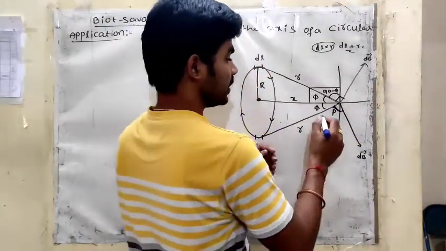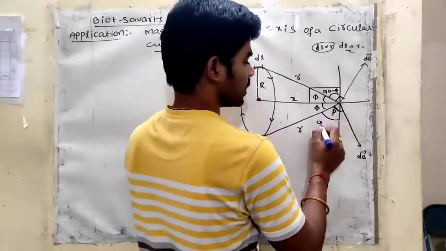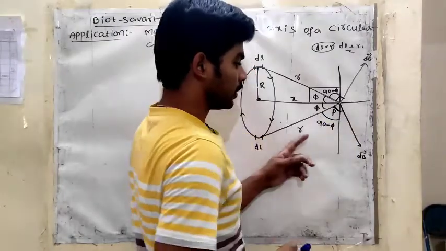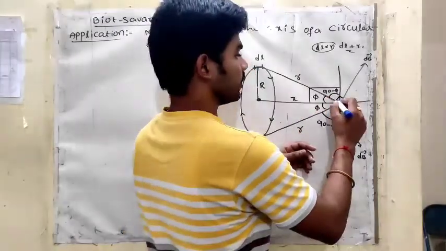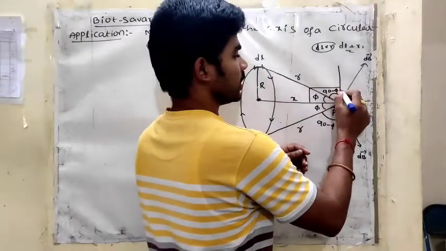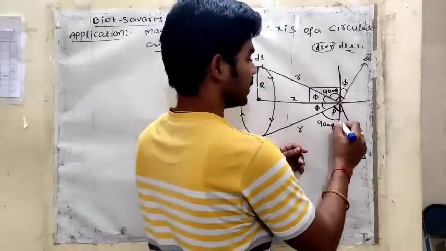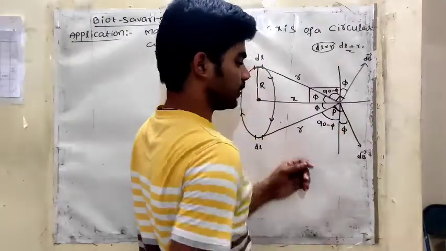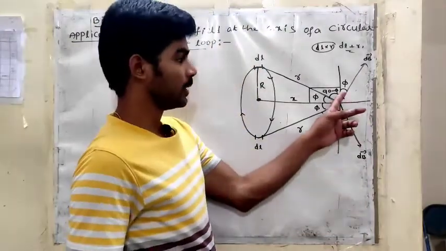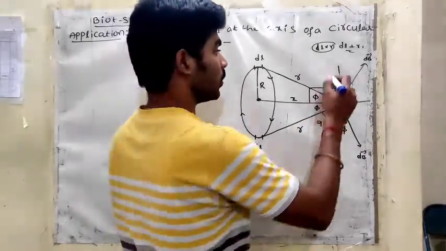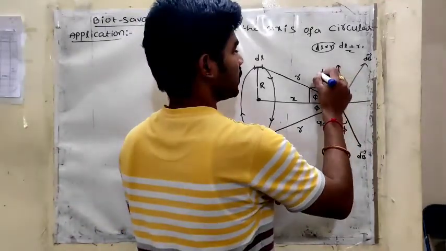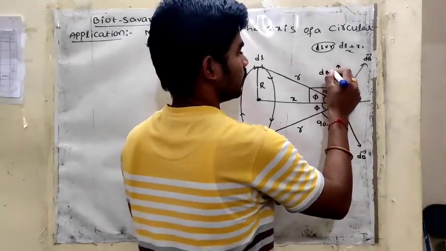So this is phi, and this is also 90 minus phi only, because these two are 90 degrees. This is 90 minus phi, which means the remaining angle is phi. So here the angle is made with respect to the vertical component, that's why. Now you can resolve the two components.